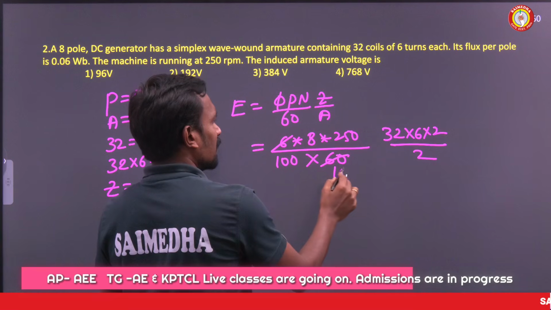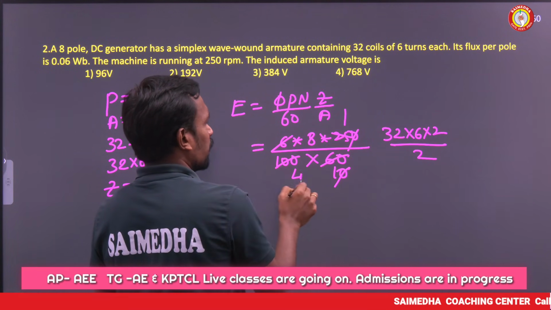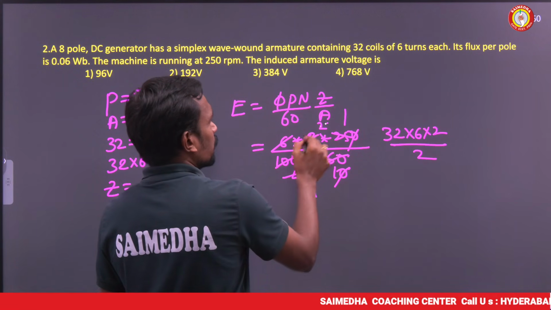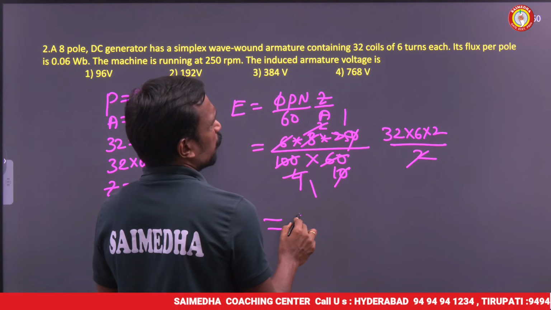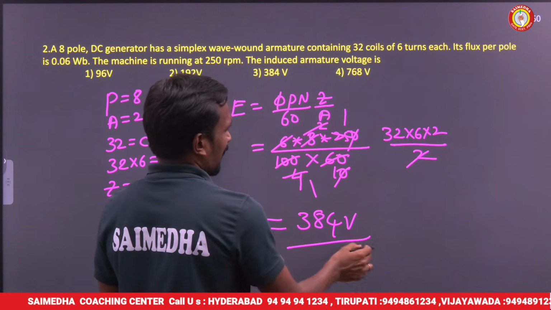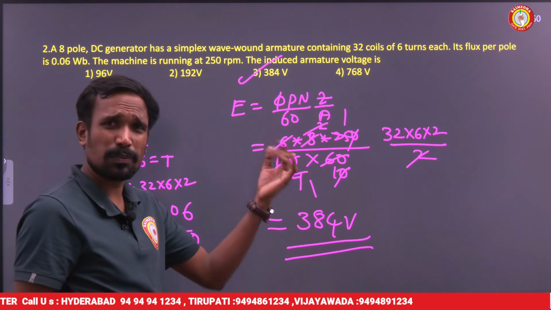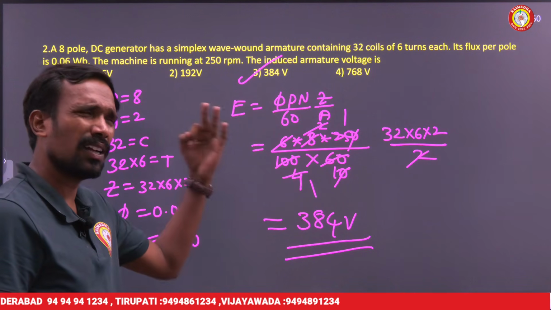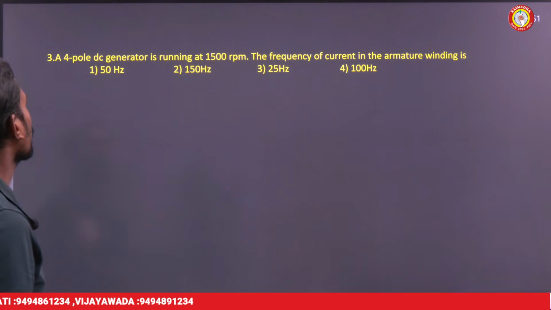6 tens are 60, zero zero cancelled, 25 fours are 100, 4 ones are 4, 4 twos are 8, 2 ones are 2. 32 into 6 into 2, 32 into 12, 384. 384 will be our answer. We already solved this question. This is a previously repeated question in Genco, Transco, GATE, IAS. Let's go for the next question.